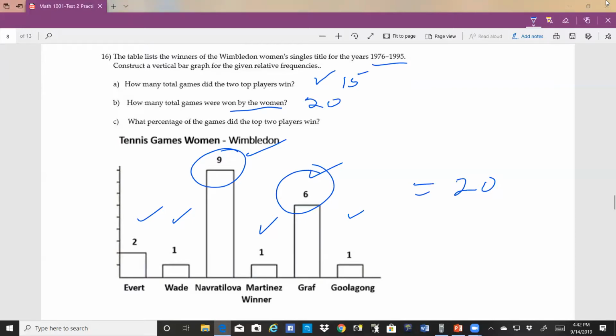And what percentage of the games did the top two players win? Well, they won 15 games out of 20, which was 0.75 or 75%.